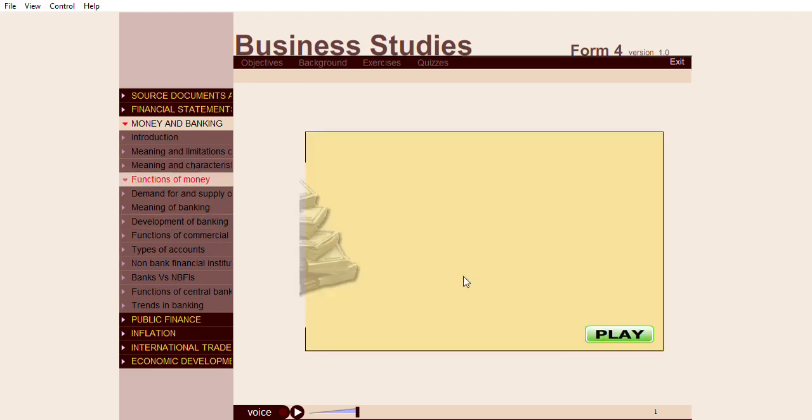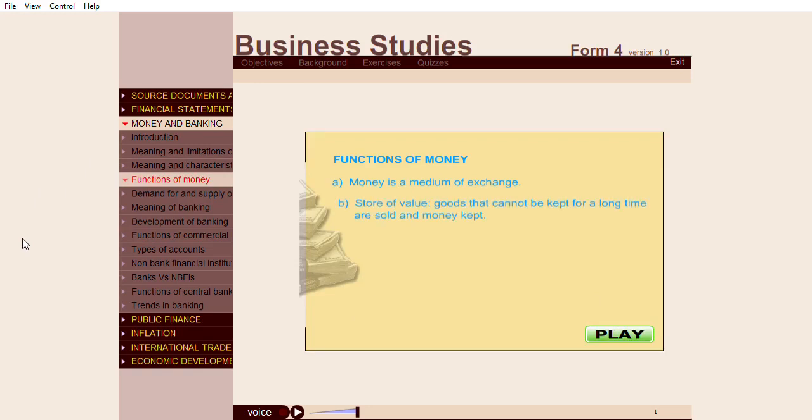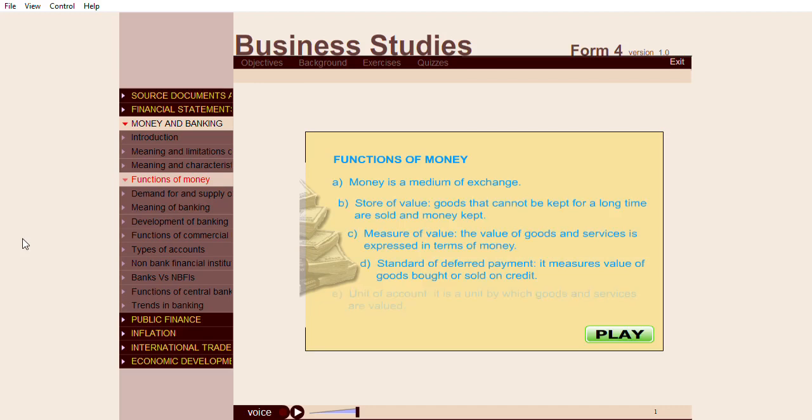Functions of money. Money is a medium of exchange. Store of value: goods that cannot be kept for a long time are sold and money is kept. Measure of value: the value of goods and services is expressed in terms of money. Standard of deferred payment: it measures value of goods bought or sold on credit. Unit of account: it is a unit by which goods and services are valued.